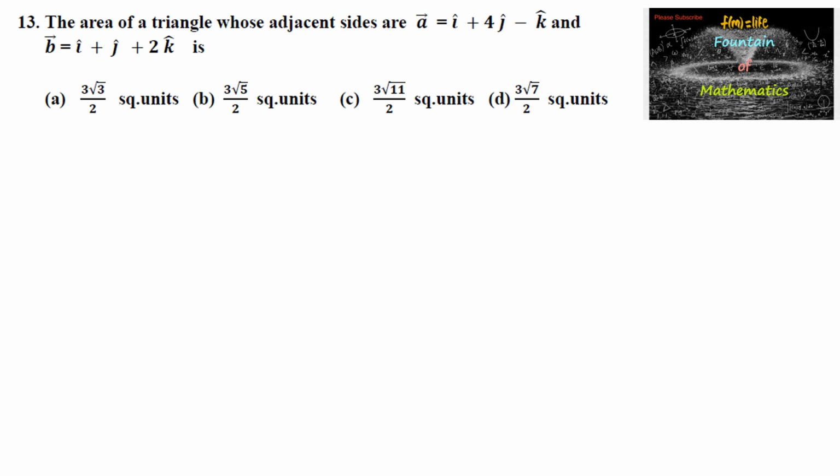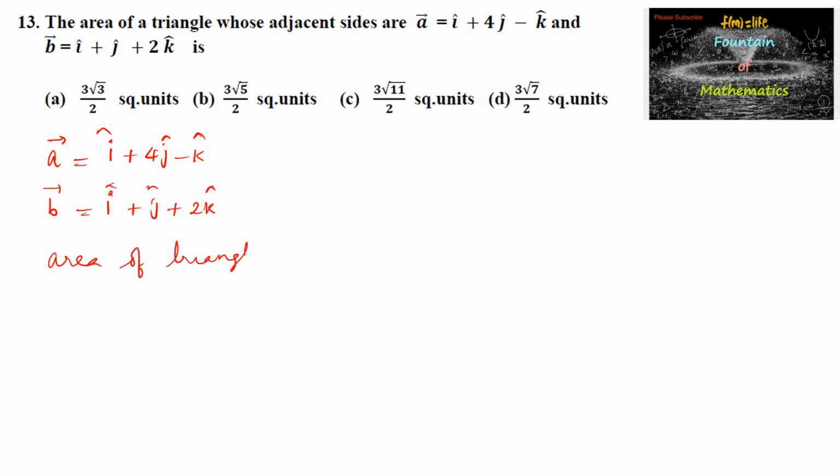The area of the triangle whose adjacent sides are given: vector A is equal to i cap plus 4j cap minus k cap, and vector B is equal to i cap plus j cap plus 2k cap. And we know that if A and B are the adjacent sides, then the area of the triangle is equal to half mod of A cross B. So let us find the cross product.